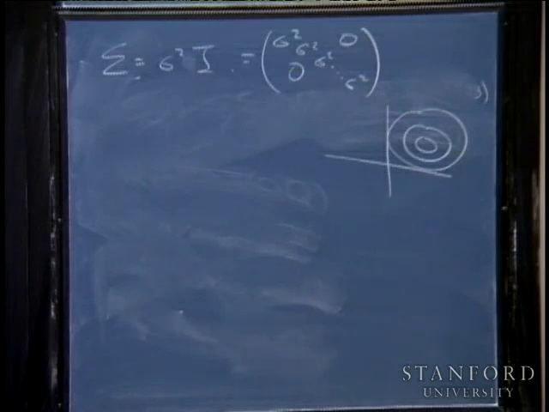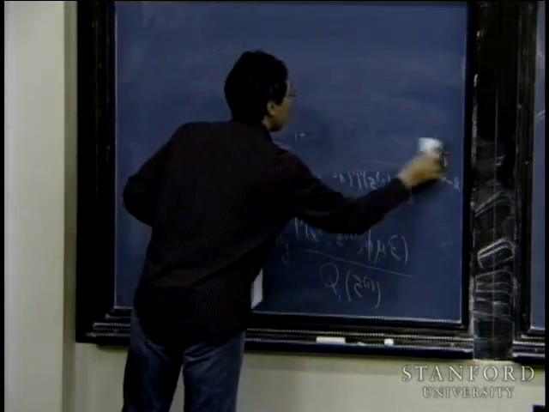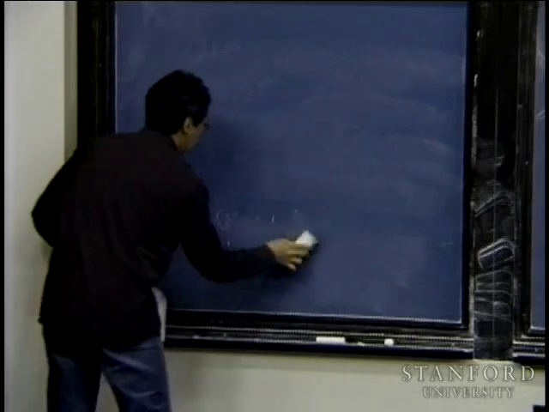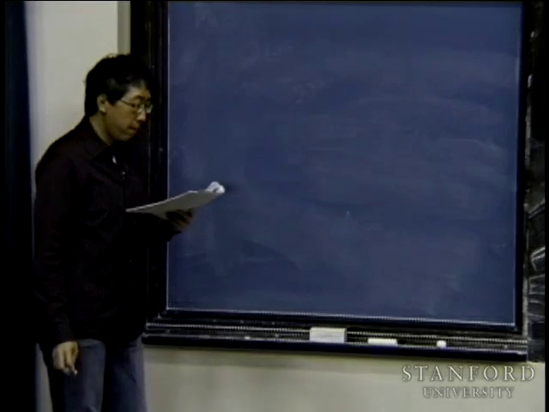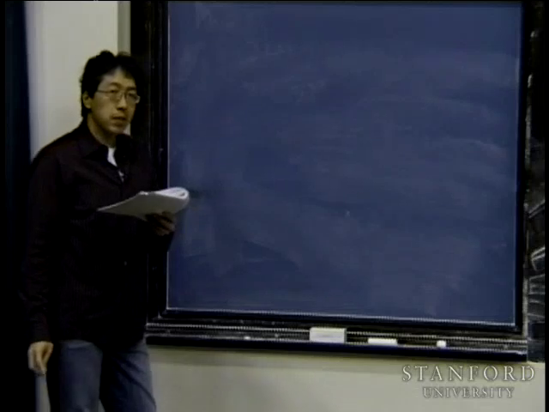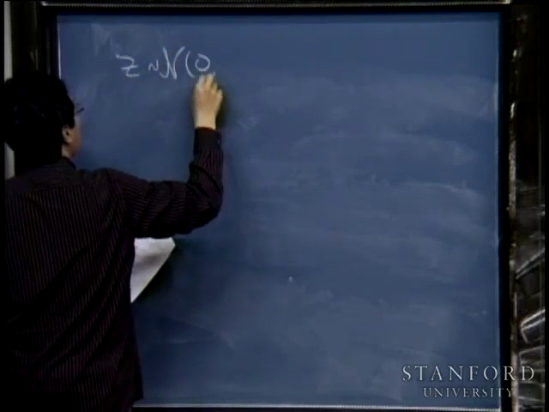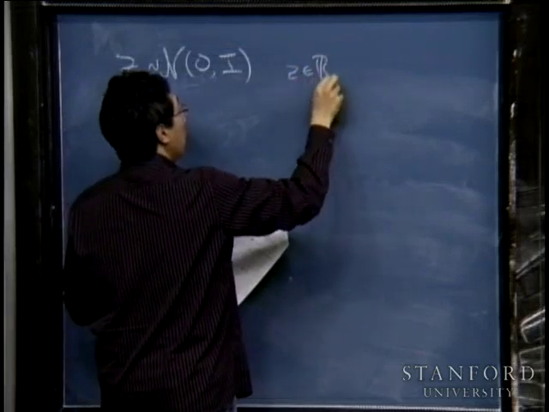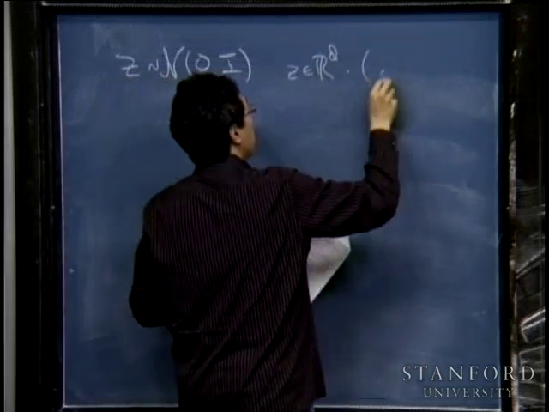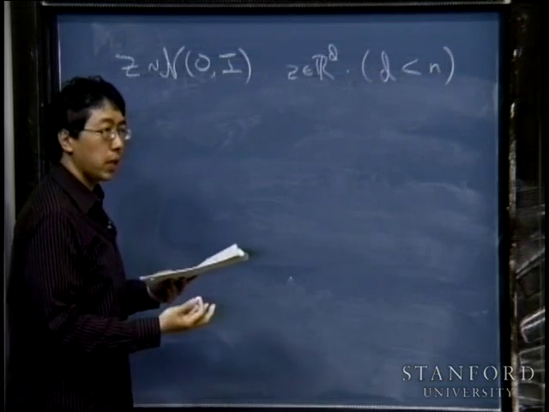So here's the idea. This is how the factor analysis model models your data. We're going to assume that there is a latent random variable, which just means hidden random variable, z. So z is distributed Gaussian with mean zero and covariance identity, where z will be a d-dimensional vector now. And d will be chosen so that it is lower than the dimension of your x.